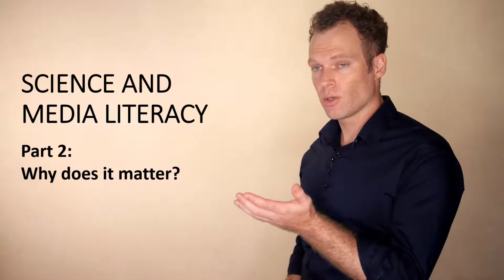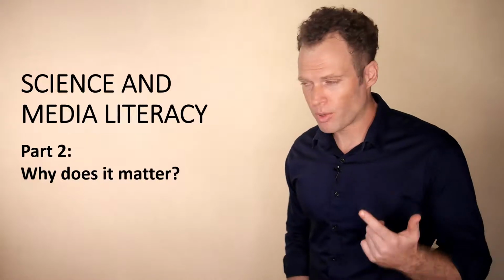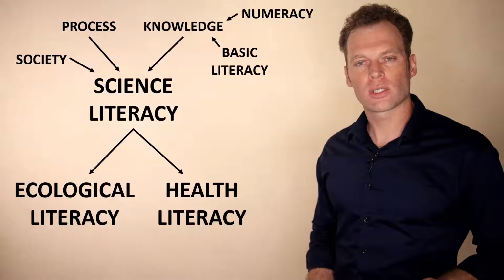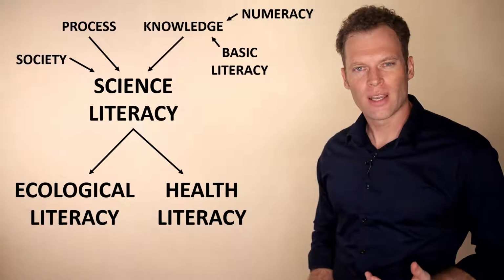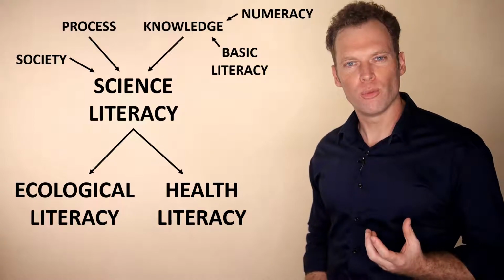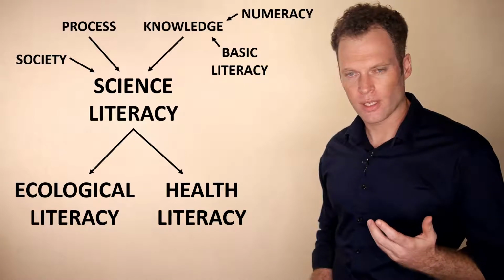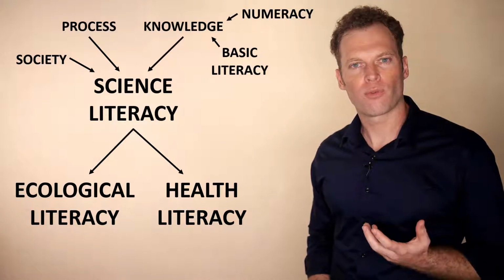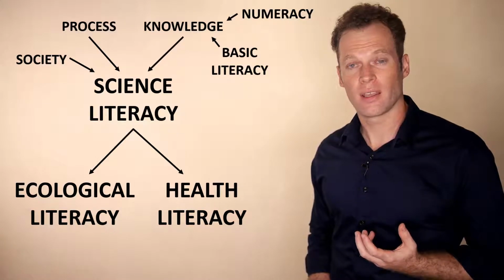In part 1, I talked about what is science literacy. In this part, part 2, I talk about why does science literacy matter. Now in the previous talk, I finished up with a diagram that looks like this, and I made some points about the necessity of basic literacy and the importance of numeracy in science literacy so that people can make more informed health choices and also make more informed choices about the environment.